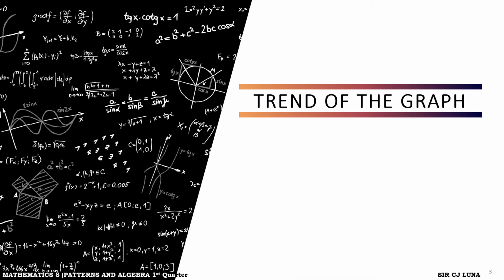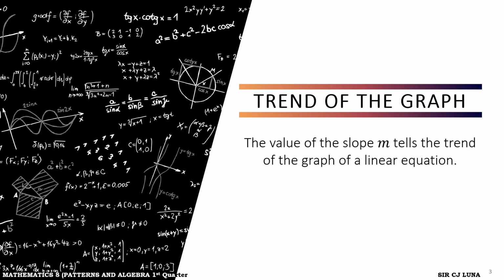Let us now talk about the trend of the graph. The value of the slope tells the trend of the graph of a linear equation. In our previous video lesson, nalaman natin na ang slope ng linear equation ay pwede siyang maging positive. Pwede rin siyang maging negative or zero. At meron din tayong undefined slope. So kung ano yung slope natin, sasabihin niya or i-describe niya kung ano yung trend ng ating graph.